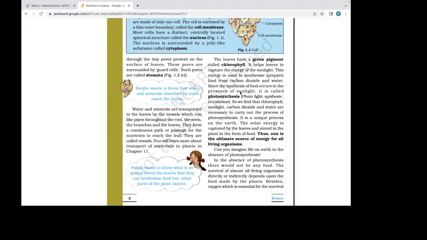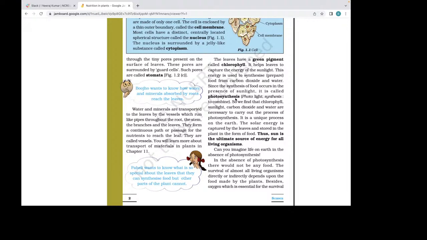And how is that sunlight brought to the leaf? By chlorophyll. Chlorophyll captures the energy of the sunlight and gives it to the leaves. That helps in the preparation of food. So since the synthesis of food occurs in the presence of sunlight, it is called photosynthesis. Because food can only be prepared in the presence of sunlight.